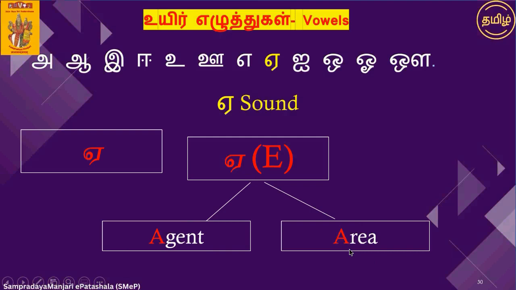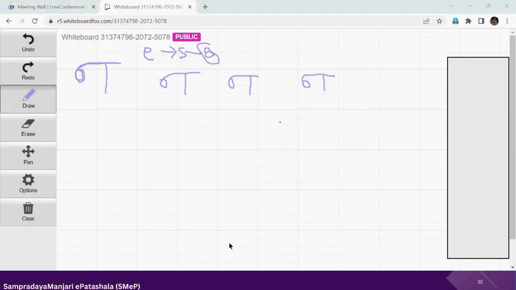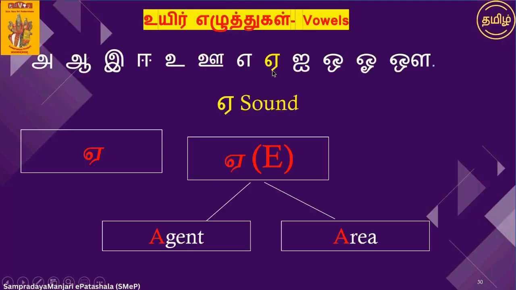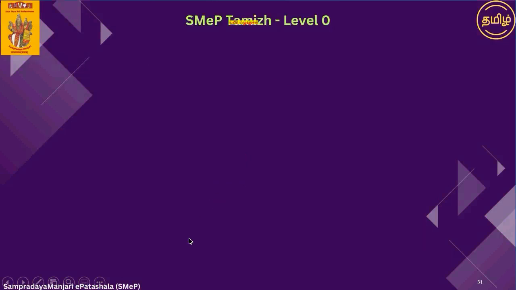Area, area, agent, right? So this is how we pronounce. Agent, area, the same way, A. The sound of this eighth A is A, long vowel. Okay, we'll see some words using this.